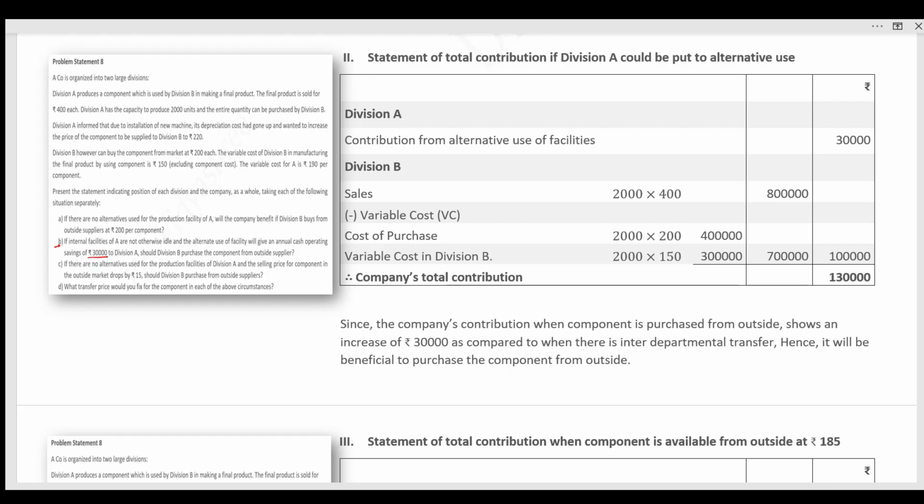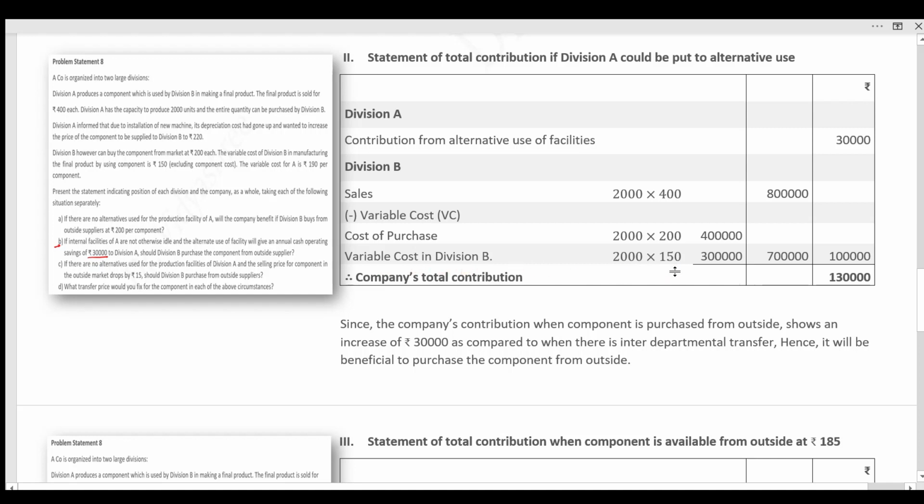We have to suggest whether this will work out for the whole company. So let's see with that. Division A, as I told you, the contribution from alternative use is rupees 30,000, the profit for division A from its resources being put to alternative uses. Next, division B, let's see the profit. Take the sales, same thing, the final product which is just sold to the outside market. Deduct the cost. So first you can deduct the cost of purchase. Here it is purchasing from the market for rupees 200. Then the variable cost in division B, which is already known, that is 150.